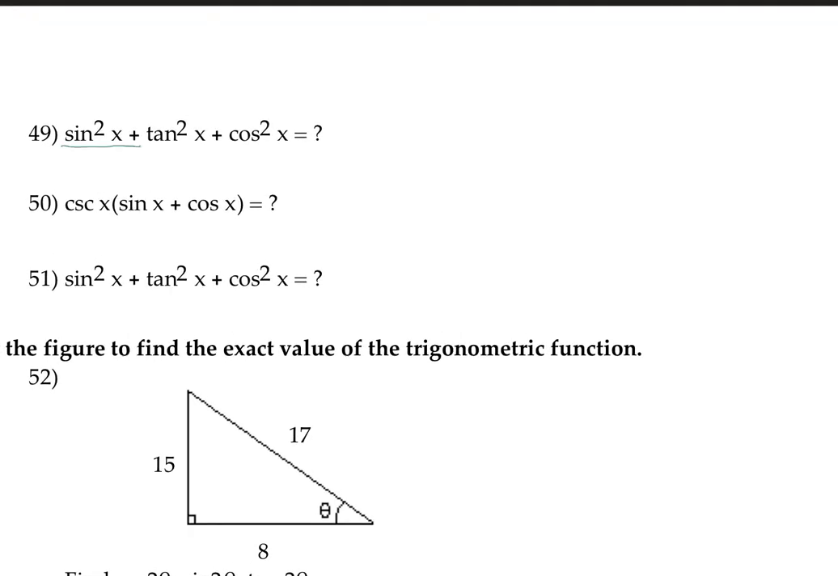For 49, you can group sine plus cosine x. That's going to be 1 plus tangent squared, and 1 plus tangent squared is secant squared.